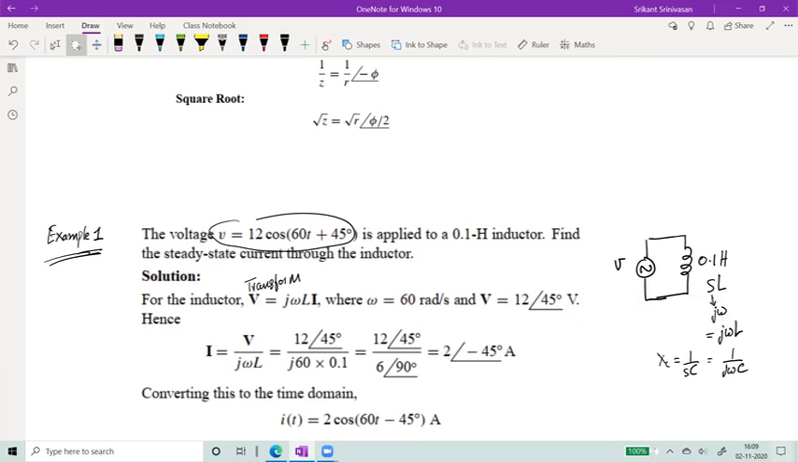Now what is the current? Current is voltage divided by the impedance, V by j omega L. And omega is equal to what? We said 60. So this is j into 60. Inductance is 0.1 Henry. So that's also done. And the numerator is 12 angle 45. So if I divide these two, this is 12 angle 45 divided by 60 into 0.1, which is 6. And j is what? It's an angle 90.